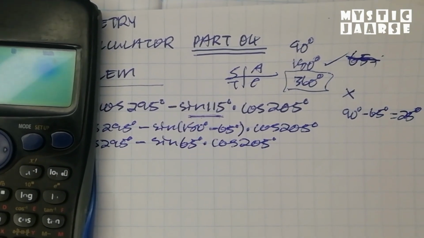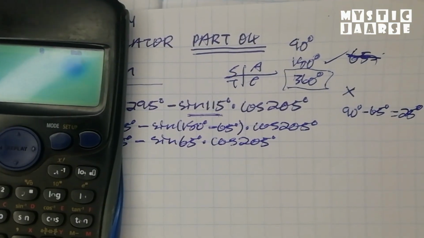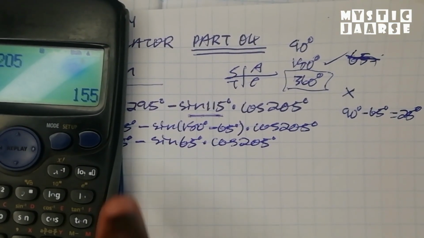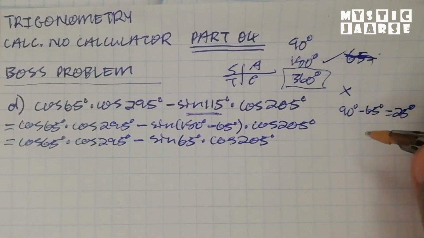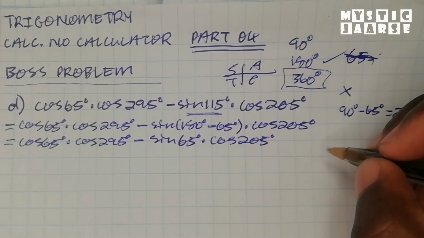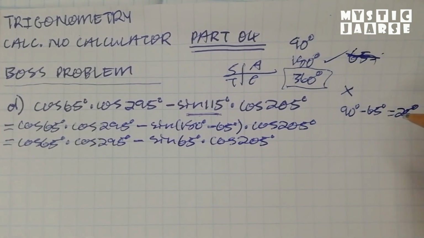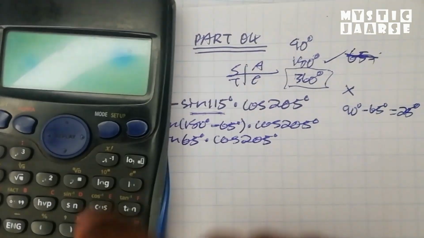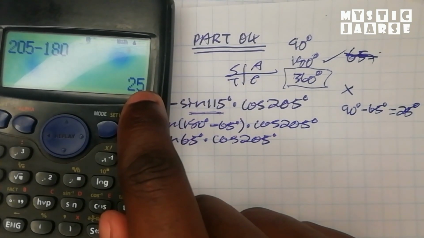205 minus 180, we get 25. Let's use 360 minus 205. 155. See, this is where things get way more frustrating, and time is running out in the exam, so we need to think fast. What do we do? If we reduce 205 by 180, we get 25, right?